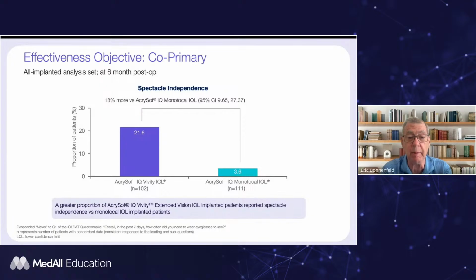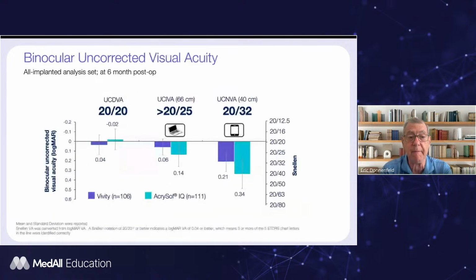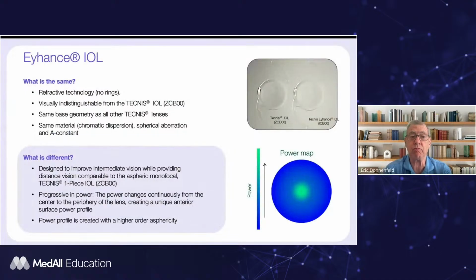And spectacle independence obviously here is much greater. Certainly not 100%, only 21%, but much greater than a monofocal control. Binocular visual acuity, again, very similar to a monofocal lens.